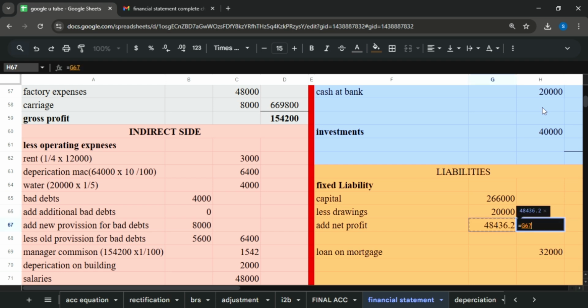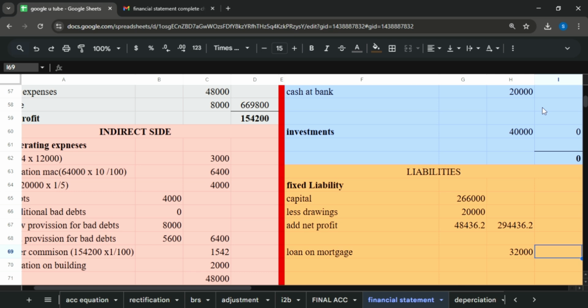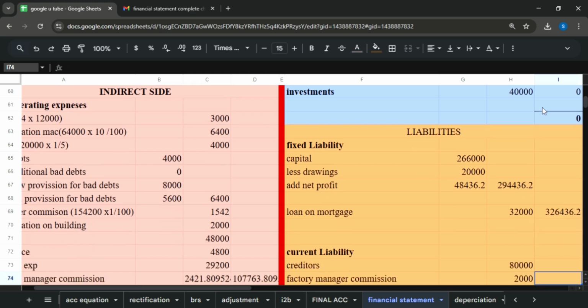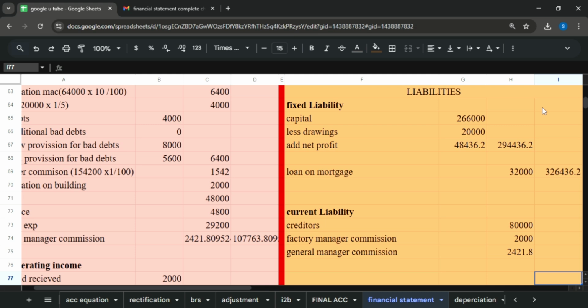So here, amount of capital, then you will subtract drawings, then you will add your net profit. We have got the total amount of capital, interest on mortgage, the loan on mortgage, this was fixed liability 32, and the amount of final capital amount, fixed liability completed. It's time to calculate current liabilities. You will take the sum because there are three amounts included in current liabilities.